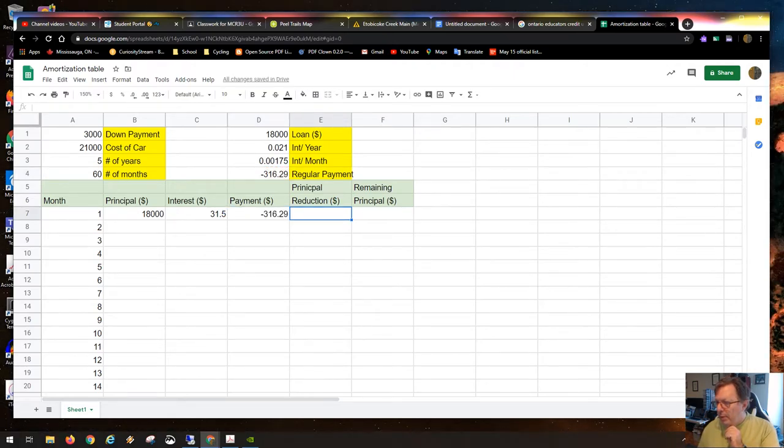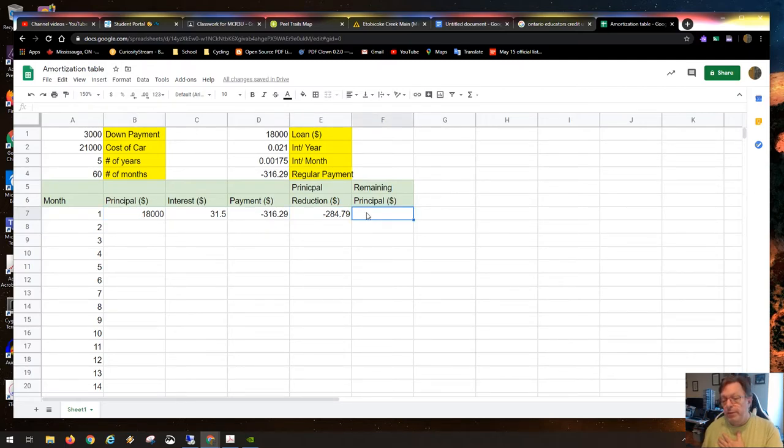The principal reduction is going to be really the sum of the interest and the payment. The reason it's the sum and not the difference is because my payment is negative and the interest is positive. Because they're opposite signs, if I add the two together, what's left is going to be the principal being paid. So if I do this number plus this number, then I get the amount applied to the principal, right? So of the $316.29 that I'm paying out, $284.79 is being applied to the principal.